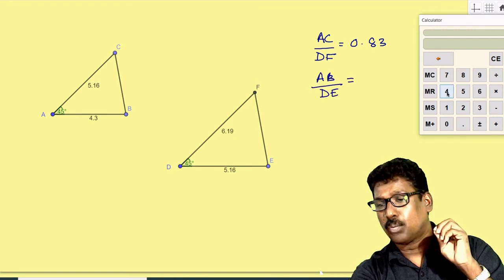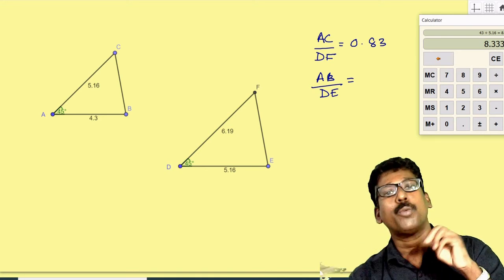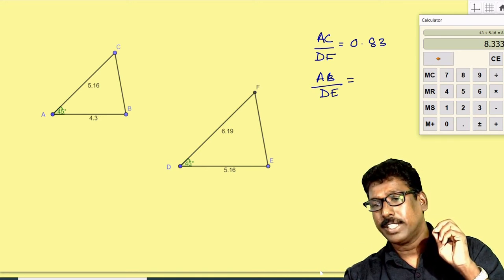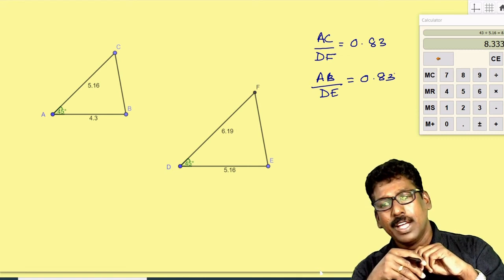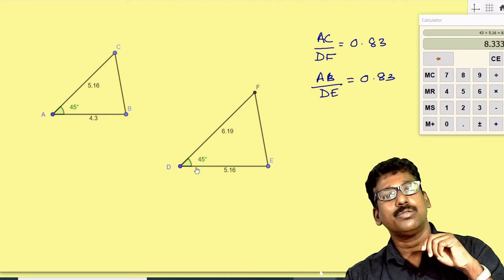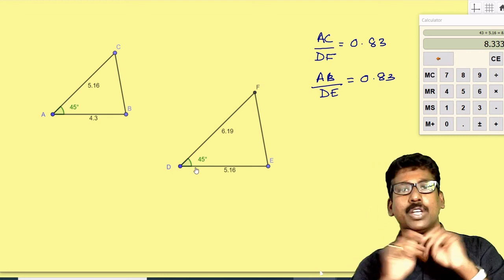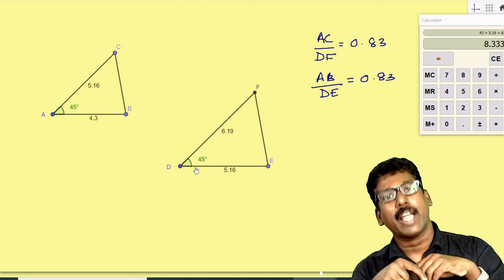Now let us find out AB by DE. AB is equal to 4.3 divided by DE is equal to 5.16. Here also you are getting 0.833, or 0.83 corrected to two places of decimal. That means the ratios of two corresponding sides are equal here, and you can see the included angle, that is angle A and angle D, are equal to 45 degrees. That means two corresponding sides are proportional and the included angles are equal.